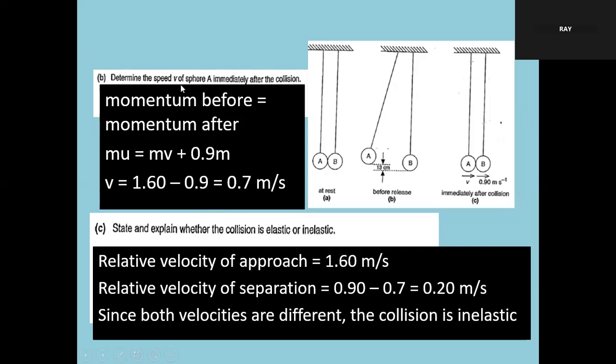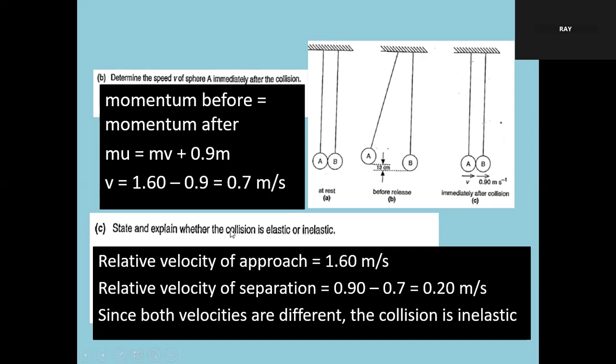Determine the speed v of sphere A immediately after collision. Momentum before equals momentum after. So mu equals mv plus m times 0.9. We have calculated already. M and M will cancel off. So take the 0.9 across. This one we have calculated just now.